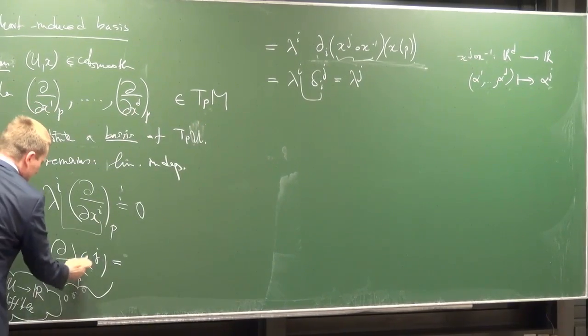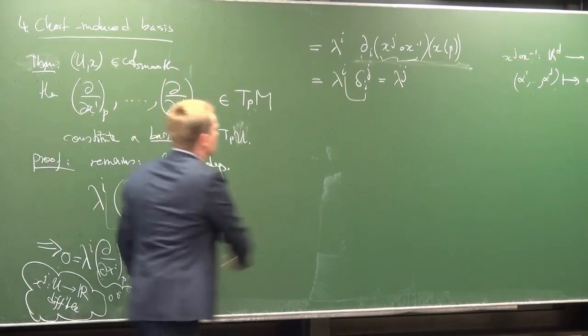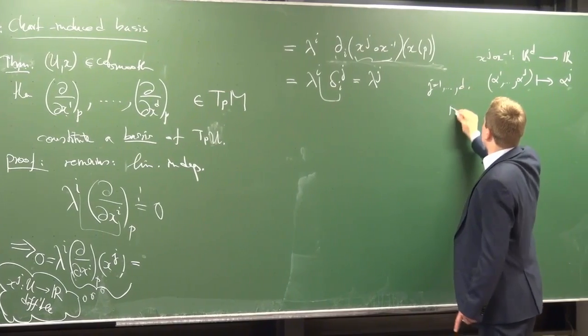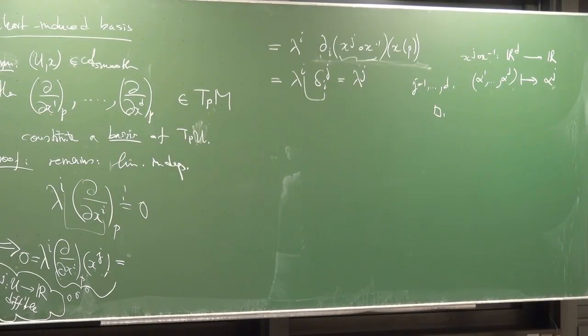But we start with the assumption that this object is already 0, so applying this to this yields that all the lambda j are 0. That means these guys are really linearly independent. So indeed, this constitutes a basis.